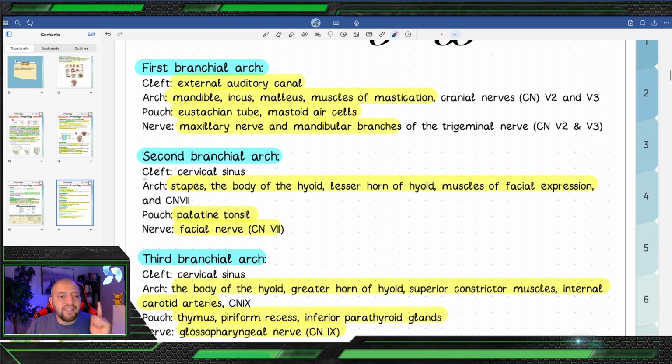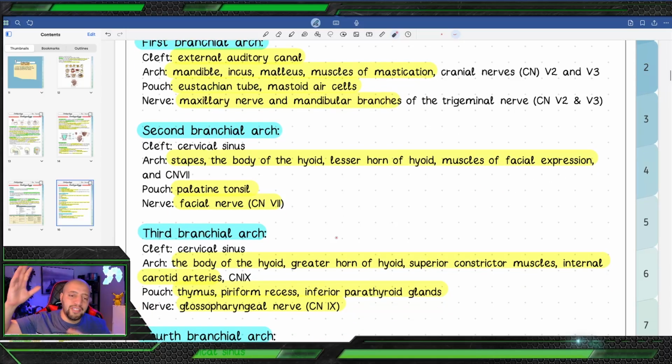Second pharyngeal arch, we said the cleft is giving us the cervical sinus, from the second until the end, so we don't care about that. The arch itself will give us the stapes, the body of the hyoid, the lesser horn of the hyoid, muscles of facial expression, and cranial nerve number 7, which is the facial nerve. The pouch will give us the palatine tonsil. So the palatine tonsil, the pouch, is inside, and the arch outside is related to the structures coming to the bone, which are the stapes, body of the hyoid, lesser horn of the hyoid, muscles of facial expression, and the nerve here is the facial nerve.